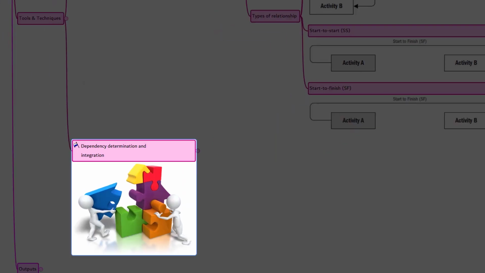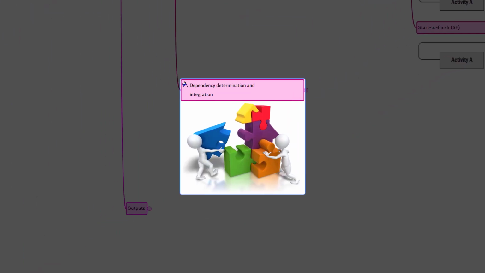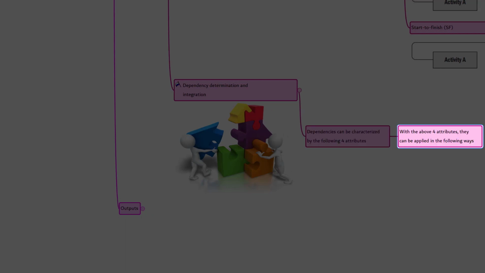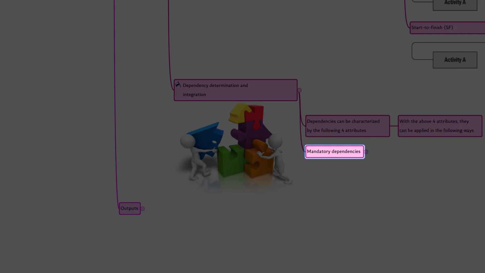The next one is dependency determination and integration. Dependencies can be characterized into four attributes: mandatory, discretionary, internal, and the last one is external. With the four above attributes, they can be applied as mandatory internal, mandatory external, discretionary internal, discretionary external. Let's talk about mandatory dependencies.